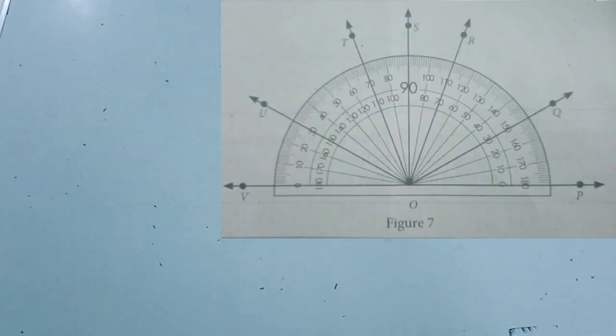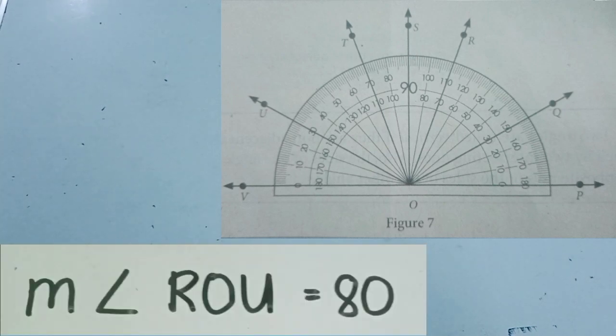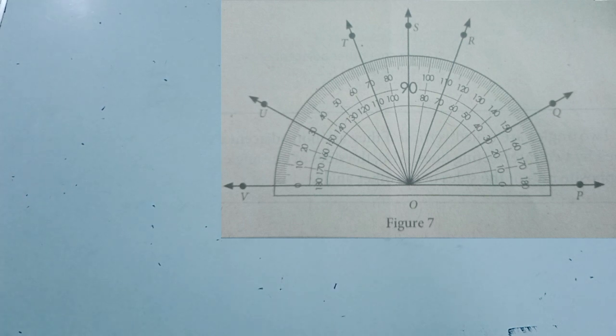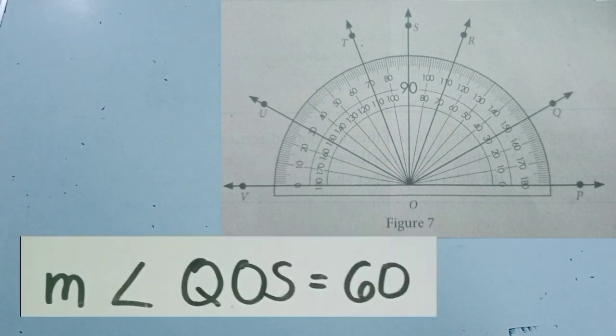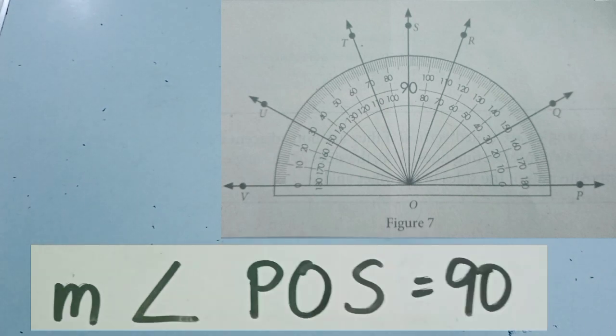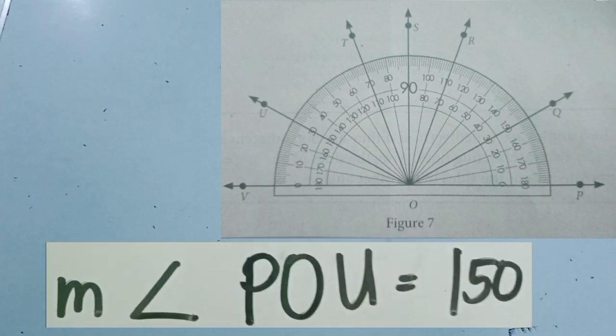Let us use figure 7 to determine the measure of an angle. For example, you are asked to measure angle ROU. Using figure 7, you would notice that the measure of angle ROU is 80 degrees. If you are asked for the measure of angle QOS, that is 60 degrees. The measure of angle POS is 90 degrees. And the measure of angle POU is 150 degrees.